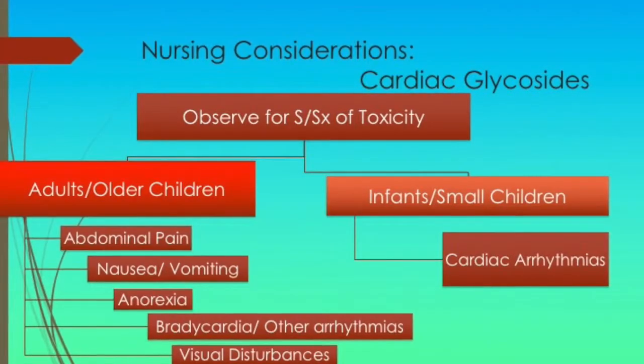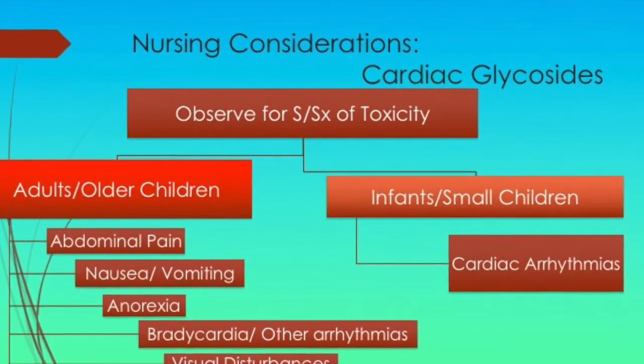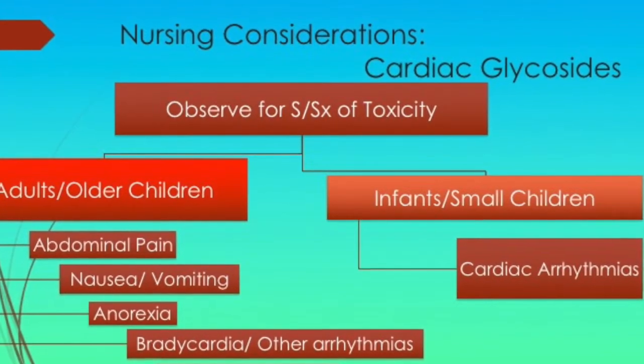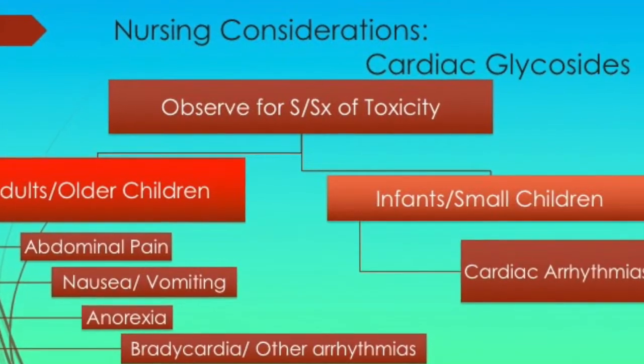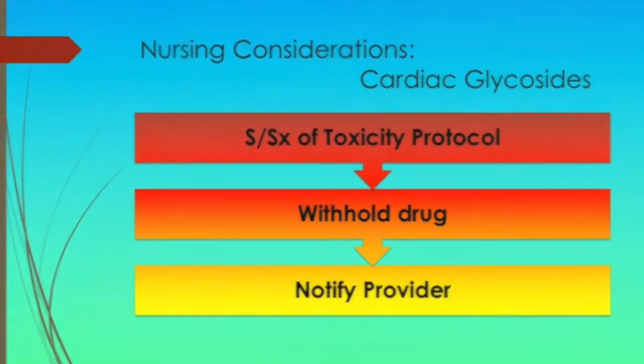You need to observe for signs and symptoms of toxicity. With adults or older children, that's going to be the abdominal pain, nausea, vomiting, anorexia, bradycardia, or other arrhythmias, as well as visual disturbances. With infants or small children, that's going to be cardiac arrhythmias. With the signs or symptoms of toxicity, withhold the drug, notify the provider.